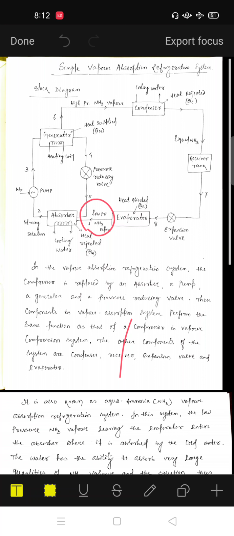So students, this is called the aqua ammonia vapor absorption refrigeration system, where you have to remember water is the absorber and ammonia is the absorbent. In the next class we will deal with the practical system. This is actually the theoretical vapor absorption refrigeration system, and in the next class we will deal with the practical vapor absorption refrigeration system.